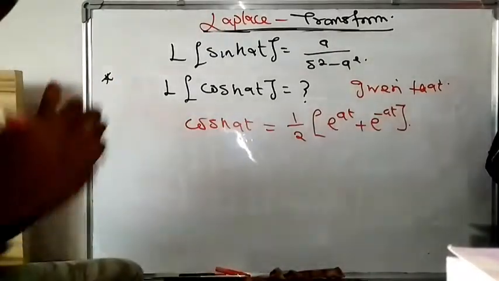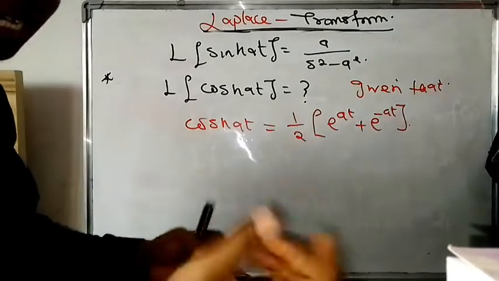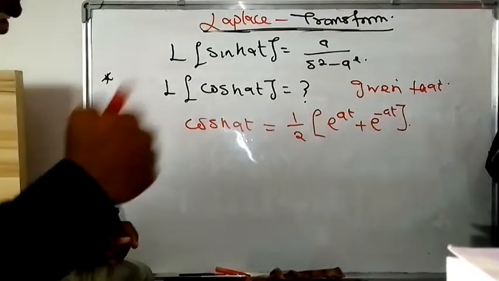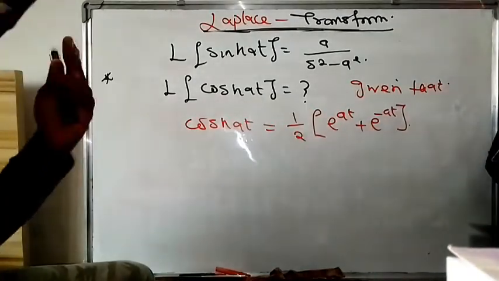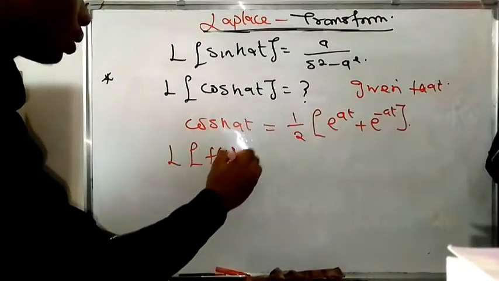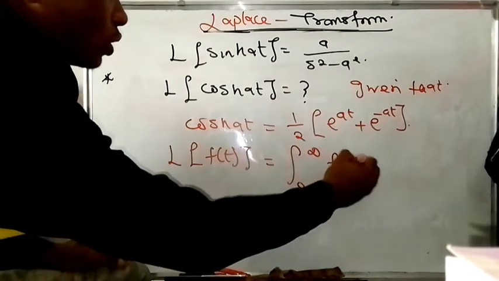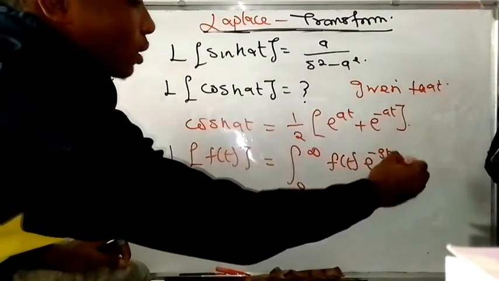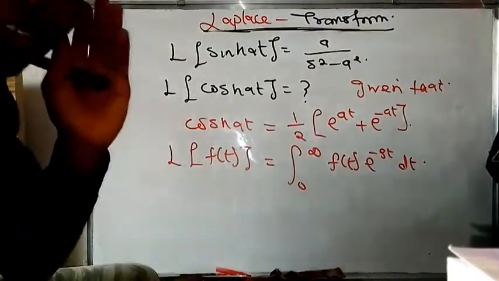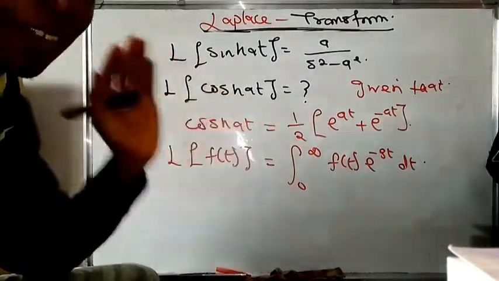Like I said, I'm always trying to remind you of the general expression for the Laplace of a function of t. I've been treating this sequentially based on the videos I've been doing. Laplace of a function of t is equal to the integral from 0 to infinity of a function of t times exponential minus st dt. This is the Laplace of a function of t.